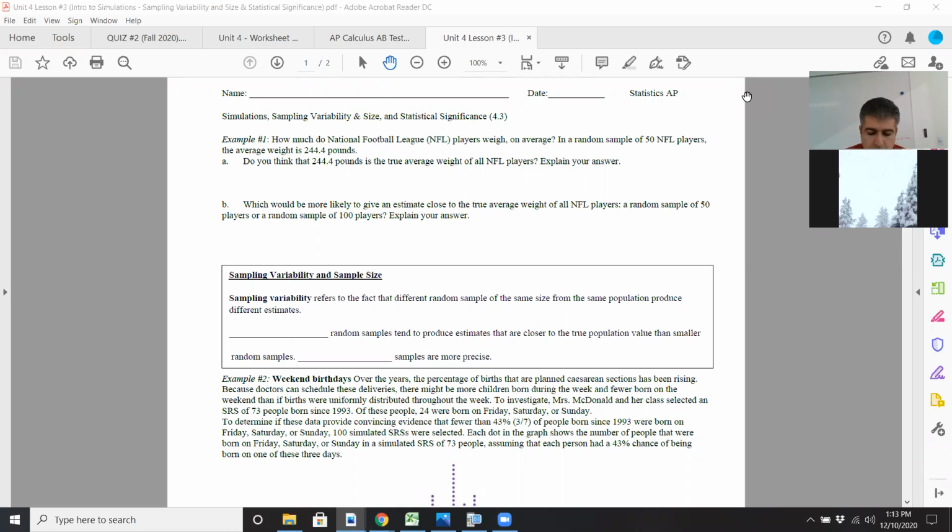Explain your answer. Well, I wouldn't say it's the true average weight, mainly because I don't know if only asking 50 players would be enough.